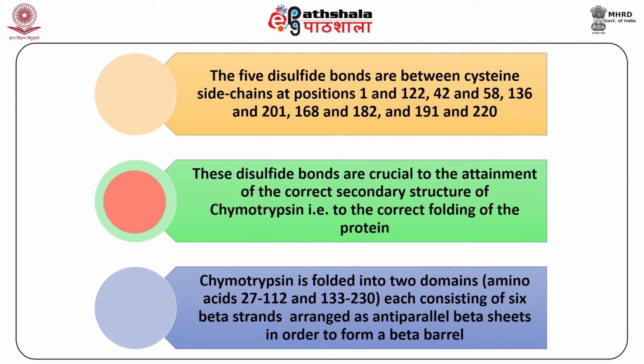These disulfide bonds are crucial to the attainment of the correct secondary structure for chymotrypsin, that is, to the correct folding of the protein. Chymotrypsin is folded into 2 domains, amino acids 27 to 112 and 133 to 230, each consisting of 6 beta strands arranged as antiparallel beta sheets in order to form a beta barrel. The overall shape of the molecule is that of an ellipsoid with a maximum dimension of 5.1 nanometers.